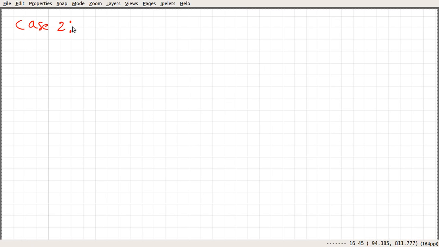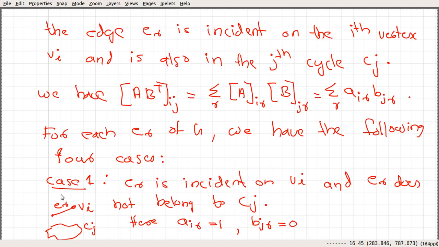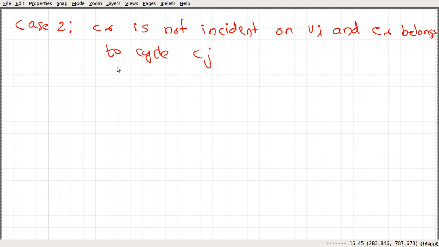So case 2: Er is not incident on the vertex Vi, and the edge Er belongs to cycle Cj. Following this argument, in this case Er is not incident on Vi, so we can very easily see that A ir is equal to 0 by the definition of the incidence matrix, and since Er belongs to the cycle Cj, we have B jr equal to 1. So this product in that case is also equal to 0. Okay, so case 3.